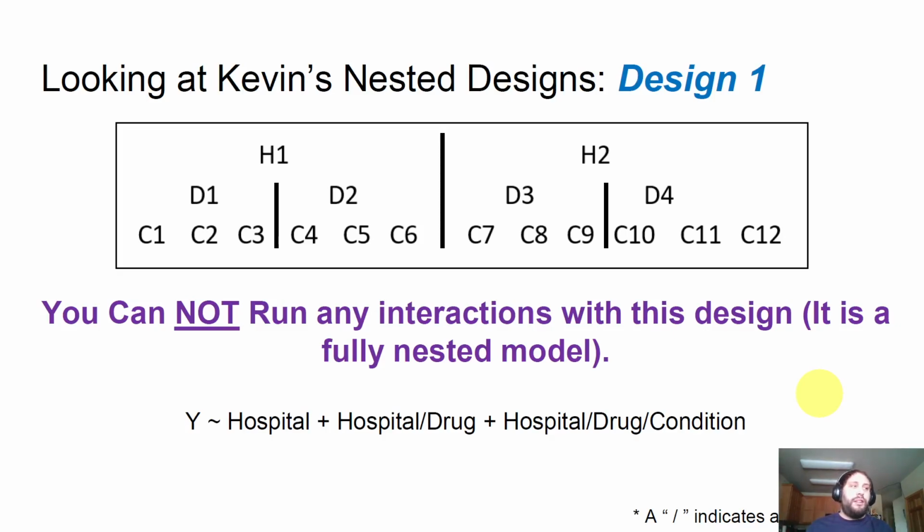So if we wanted to run this in R, the way that our regression model would look is Y regressed on hospital plus hospital within drug plus drug within hospital plus condition within drug within hospital. And those slashes indicate that it's a nested structure. And you can't run any interactions in this design, so keep that in mind. If you see this somewhere else and you say, oh, well, I can't run an interaction, I can only run a nested design. And we'll be able to see later when we're creating box plots why the interaction isn't possible.